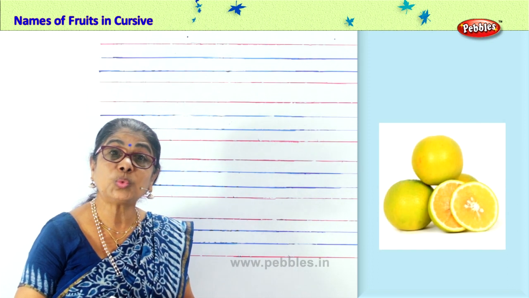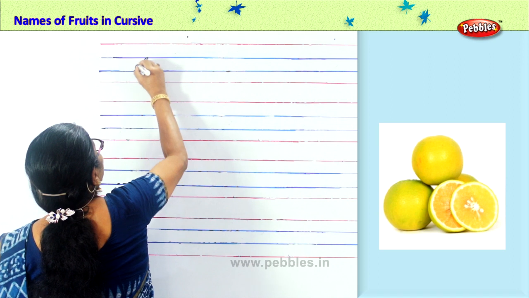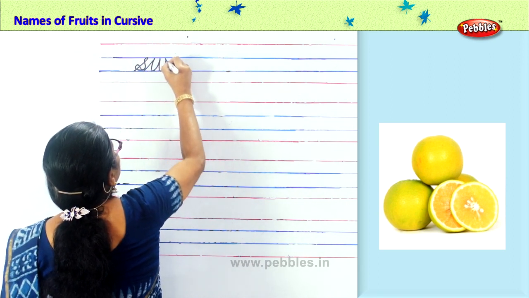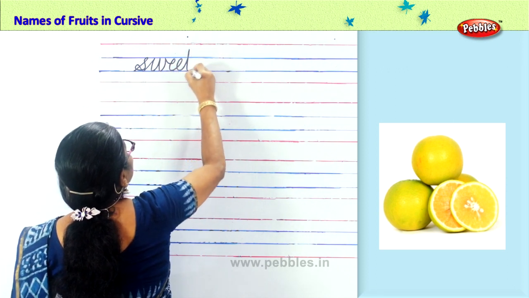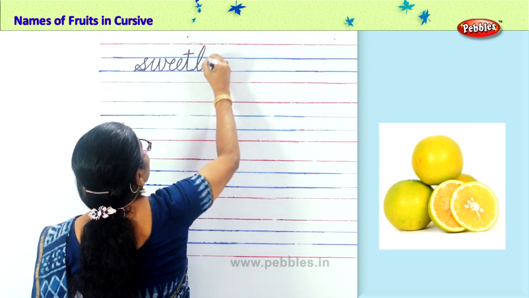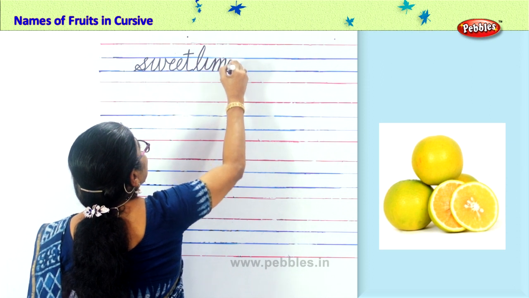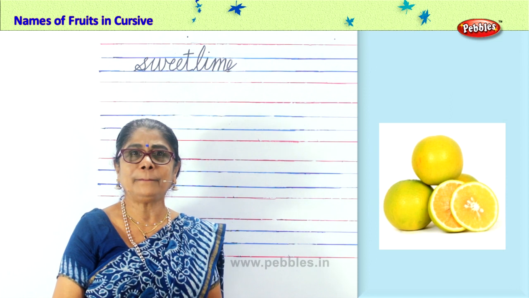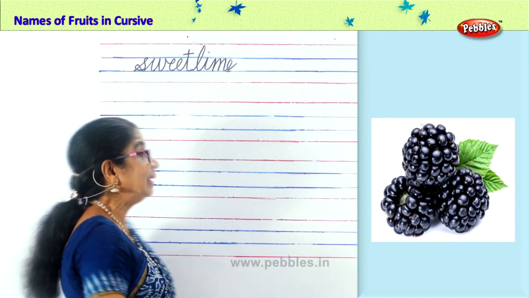Let's write sweet lime. S, W, E, E, T. Sweet lime. Sweet lime. You like to eat sweet lime? Next. Blackberry. You like blackberries?